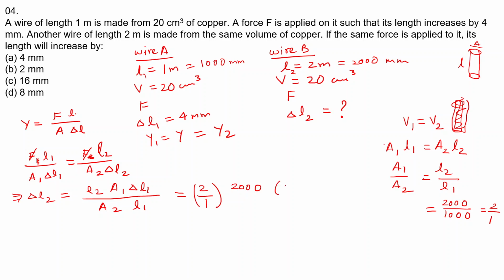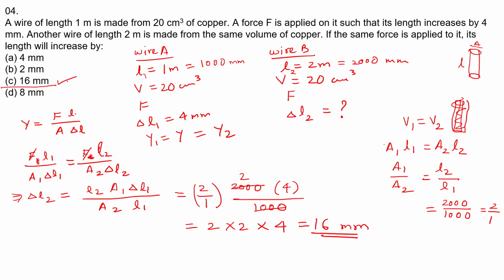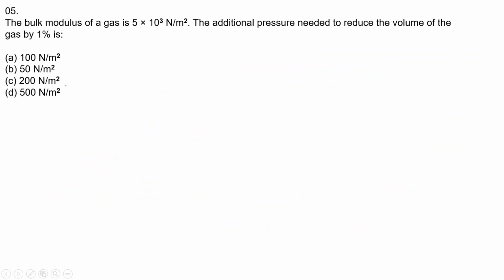Delta L1 is 4 millimeter and L1 is 1000. So this will be 2 times 2 times 4. So the change will be 16 millimeter. So the correct answer will be 16 millimeter. Okay, we have one more question here.